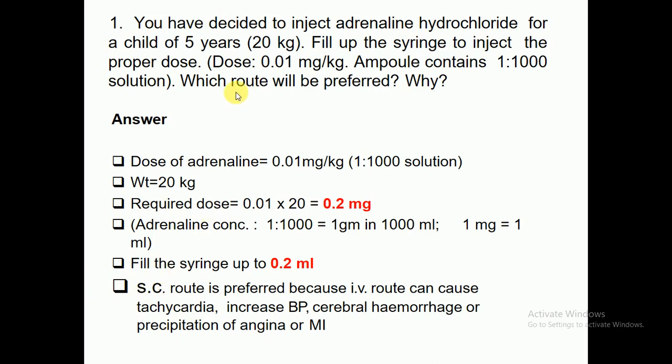So this is a very simple calculation. Here, this is the weight of the baby, the weight of the child, and his age is 5 years, and this is the dose which is mentioned, given in the question, which is 0.01 milligram per kg body weight. It means this dose is recommended on the basis of body weight. And the ampules contain 1:1000 solution. So this is a very simple calculation.